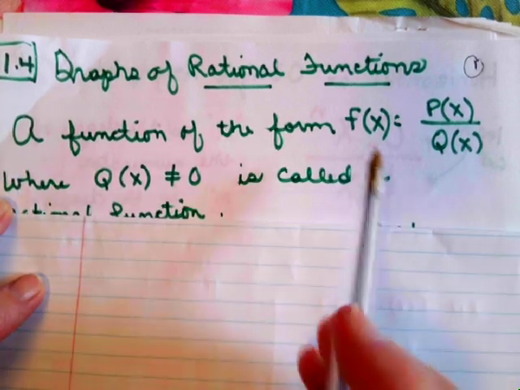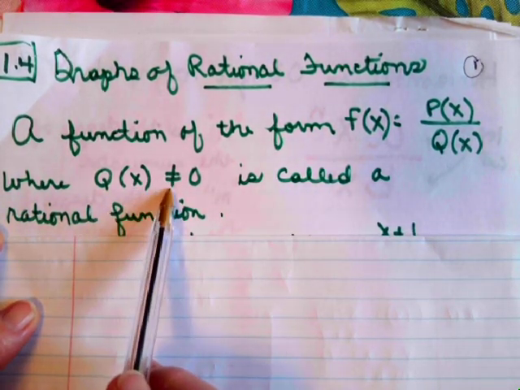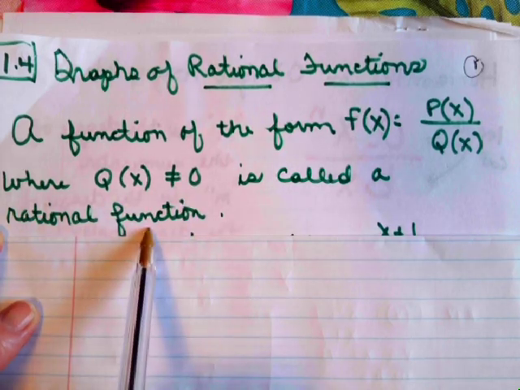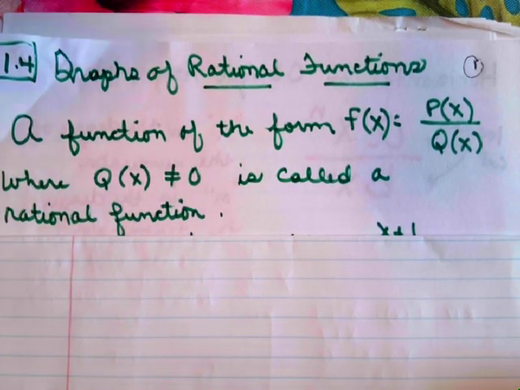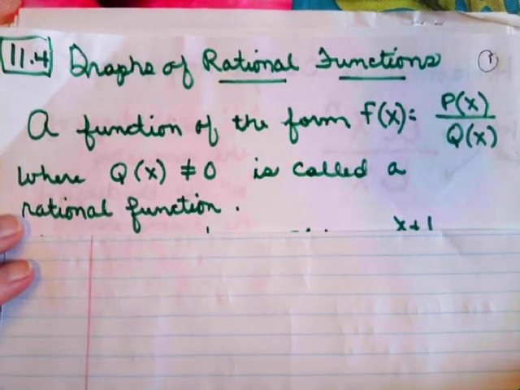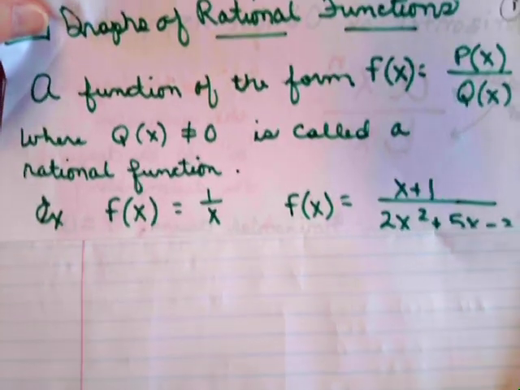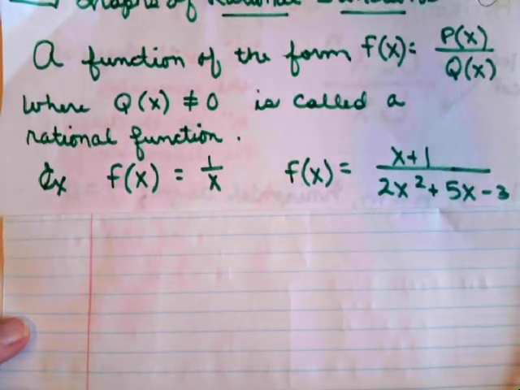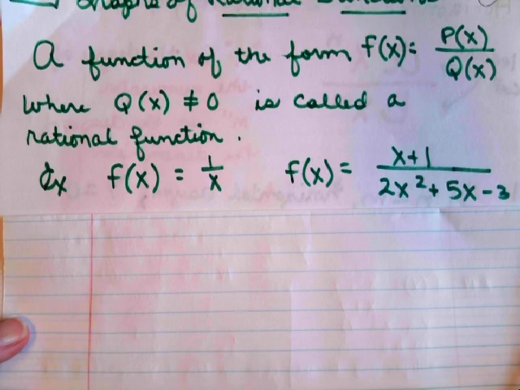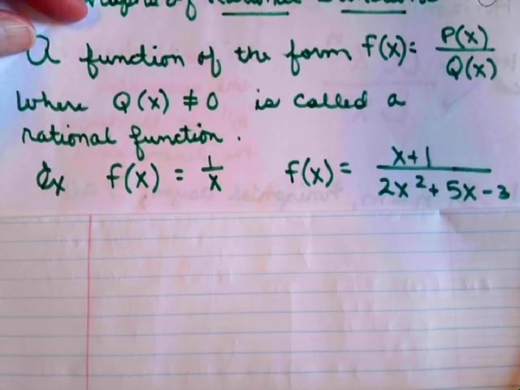A function of the form f of x equals p of x over q of x, where q of x cannot equal 0, is called a rational function because it's written like a fraction. You've got a numerator and a denominator. That's what that word ratio means. Example: f of x equals 1 over x, and f of x equals (x plus 1) over (2x squared plus 5x minus 3) are both rational functions.